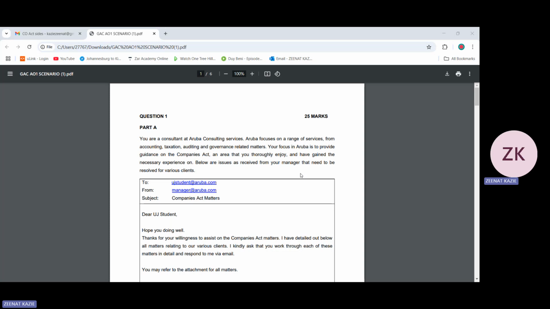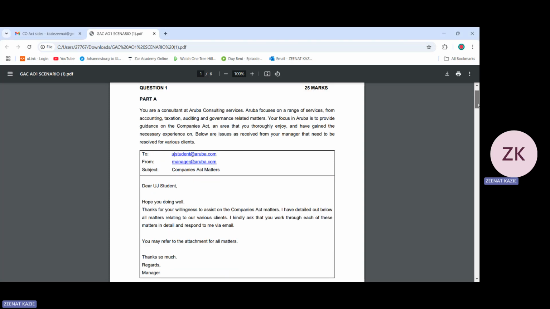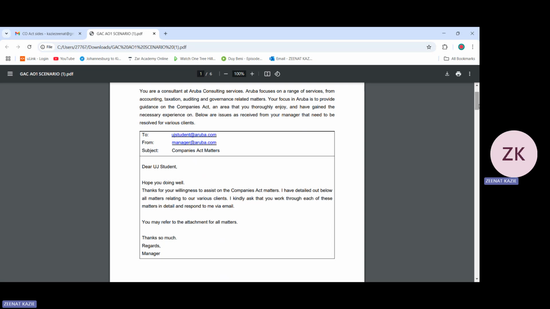So the first thing I want you guys to do whenever you're looking at a governance and control question is read your required. Always read your required first. After you read your required, come back to the scenario, take a highlighter, and highlight what you need from the points.